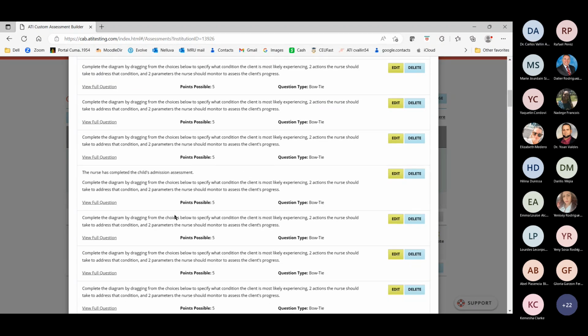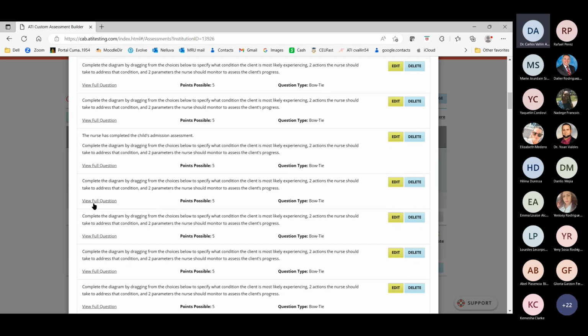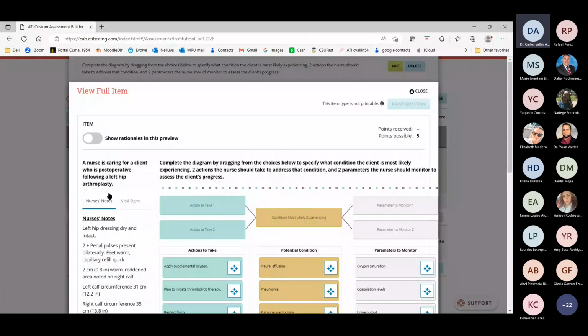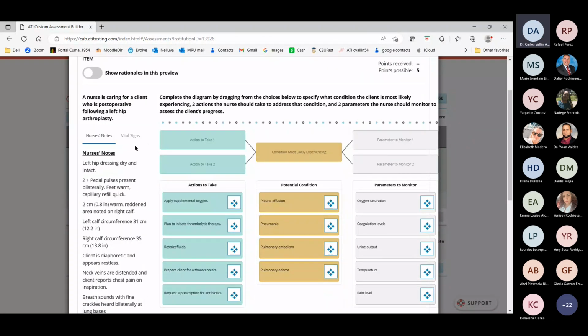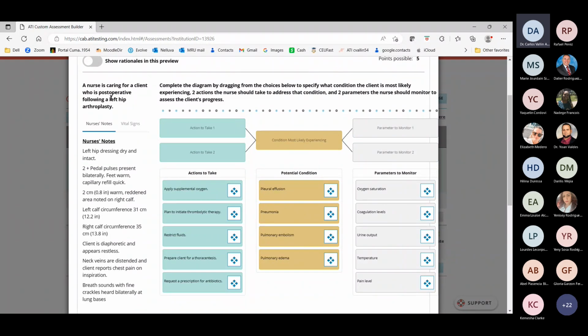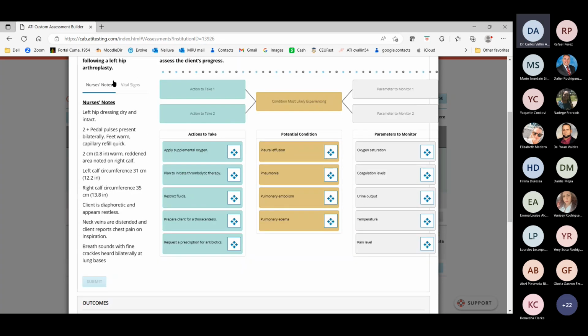That's it. Let's see these questions. I'm choosing randomly. Okay. A nurse is caring for a client who is post-operative following a left hip arthroplasty. So it is a hip replacement. Left hip arthroplasty. Nurse note: left hip dressing dry and intact. It is okay.